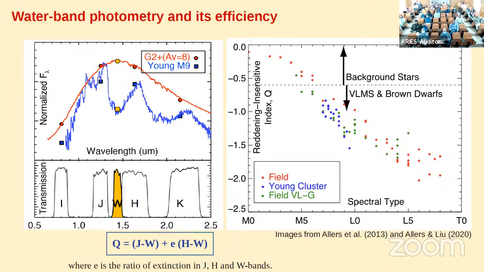So the figure on the right shows the Q index as a function of spectral type. So spectral type is a proxy for effective temperature and mass. So from this, we see that objects which are later than M6 spectral type have a Q index value of -0.6. So we use this Q index value to further photometrically identify the brown dwarfs.